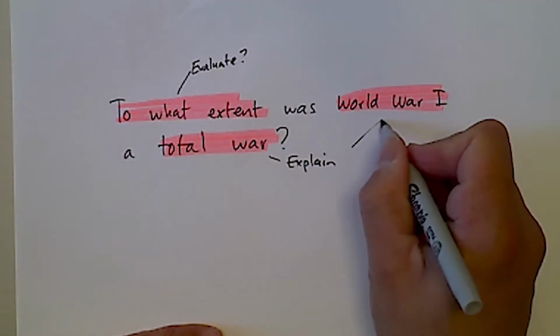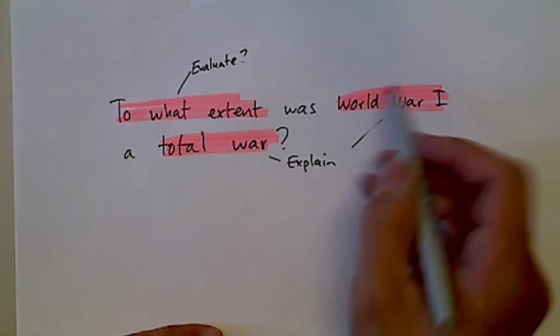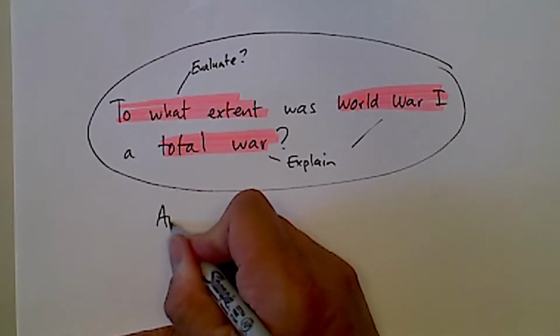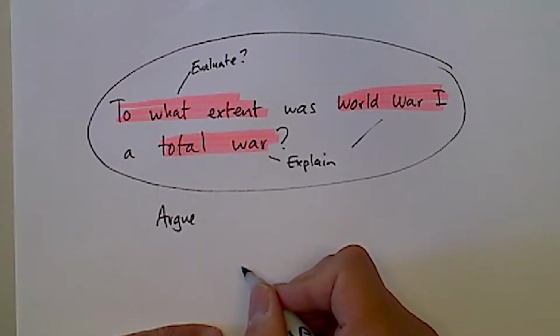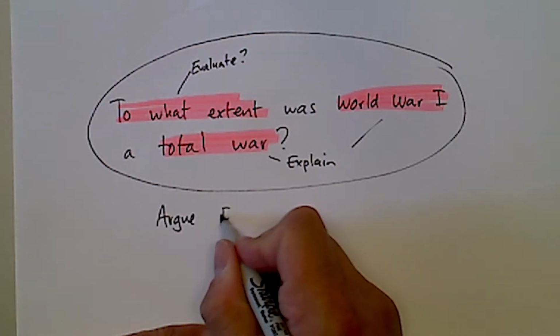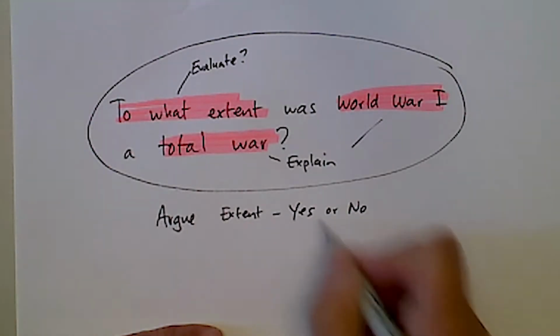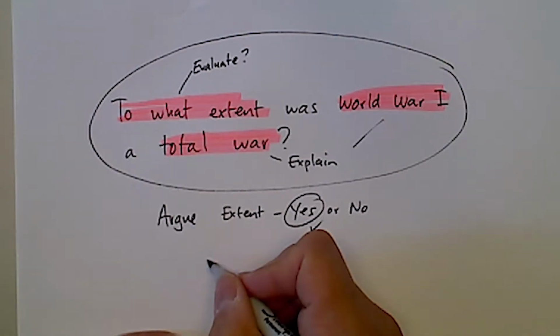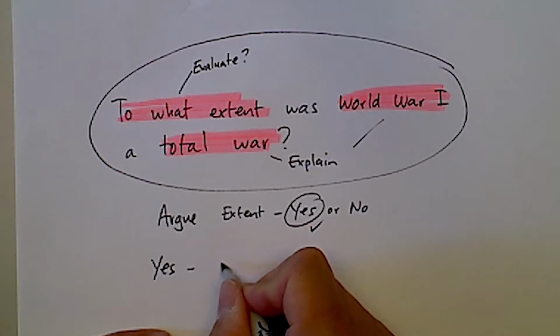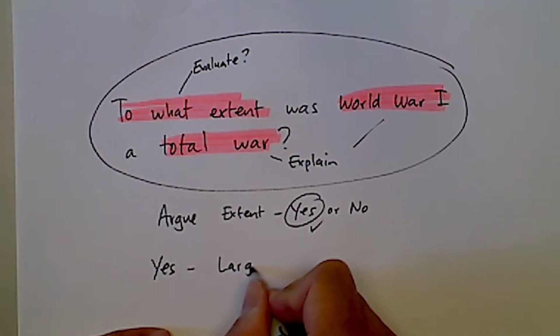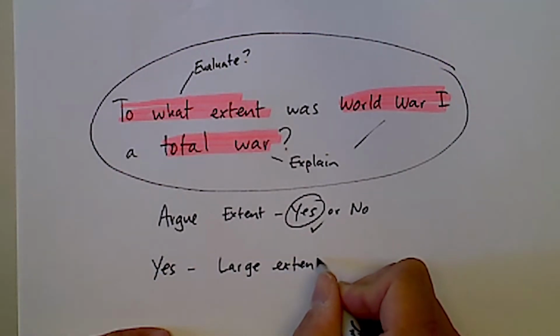Sometimes those particular terms or words won't be used in the question. You might need to read the question very carefully to see what it is asking. So if you go back to that original question that we looked at before, to what extent was World War I a total war, there's no mention of argue, evaluate, explain or describe.